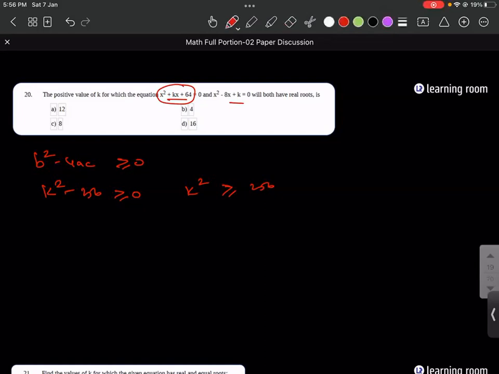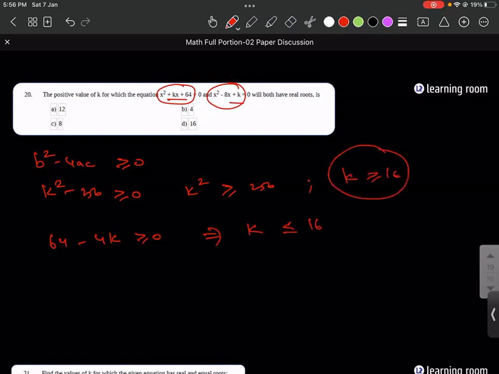Am I right? Similarly, what is this? 64 minus 4k should be greater than or equal to 0, which implies k should be less than or equal to 16. Here k should be greater than or equal to 16. Am I right? So if I take the intersection of these two, what should be the value of k? k should exactly be 16. Did you guys understand?